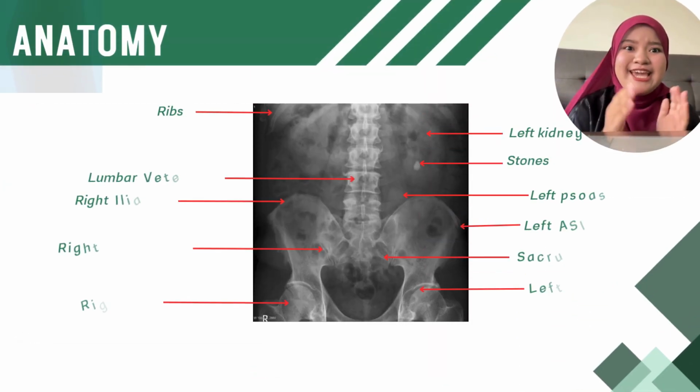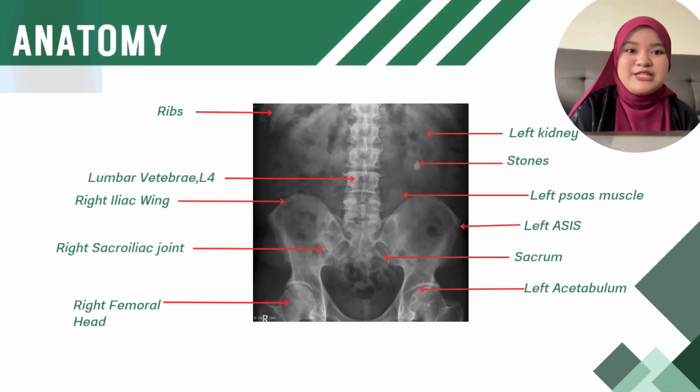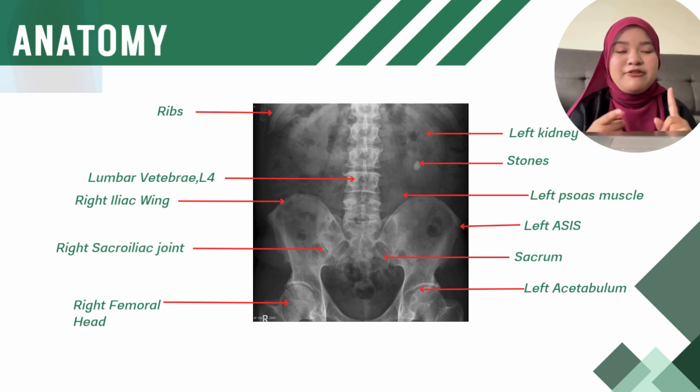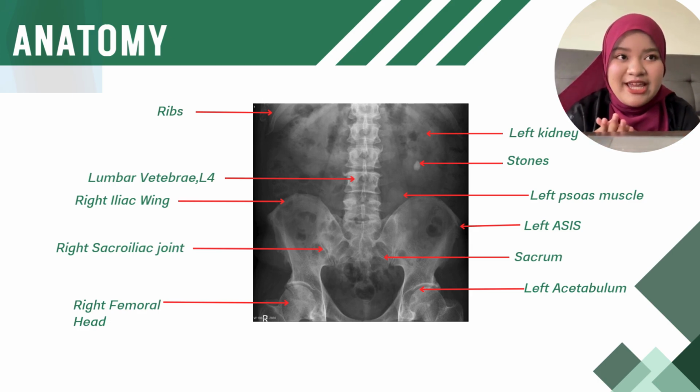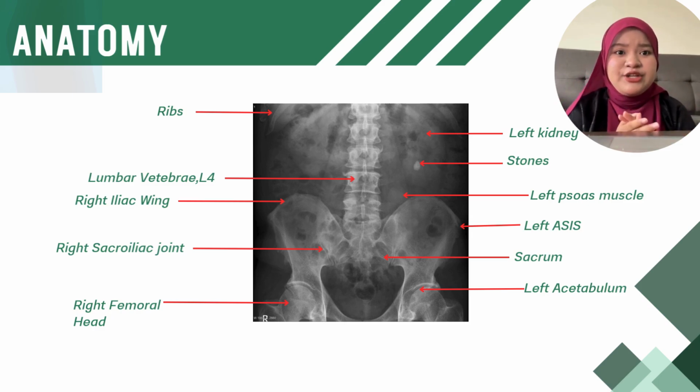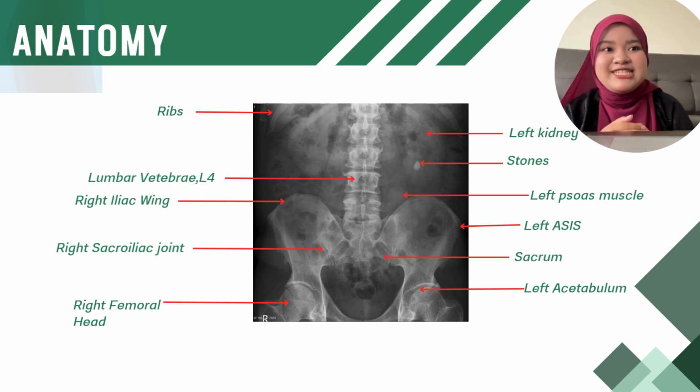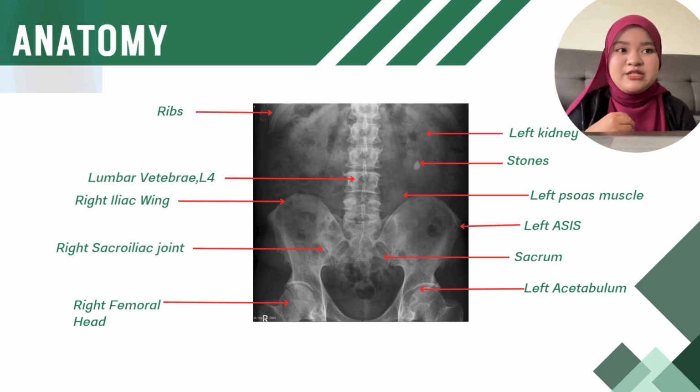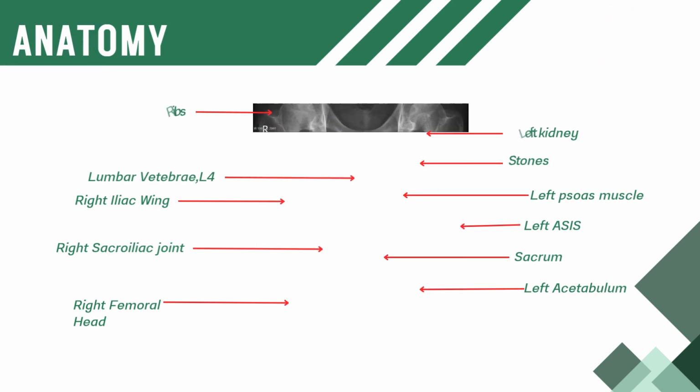So now is A. A is for anatomy. We have the ribs, lumbar vertebra of L4, right sacroiliac joint, right femoral head, and left kidney stone. The stone appears whiter than the bones. And then we have the left psoas muscle, left ASIS, sacrum, and acetabulum. For the ASIS, it is the anterior superior iliac spine.